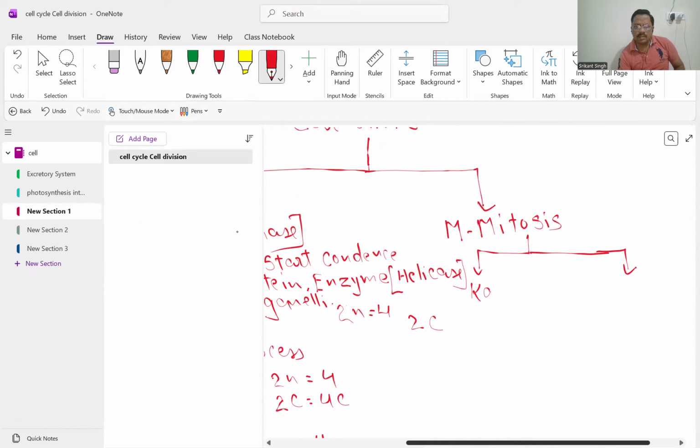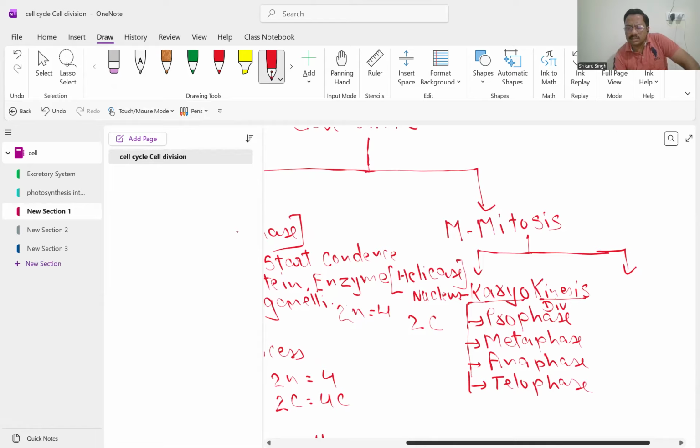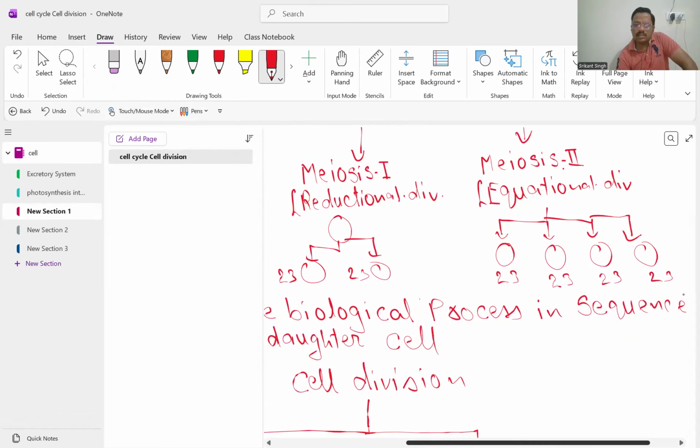So this way karyokinesis is completed. Always remember, karyo means nucleus, beta. Kinesis means division. So division of the nucleus is called karyokinesis, and the second step is cytokinesis. After nucleus division, cytokinesis occurs. Division of cytoplasm is called cytokinesis.